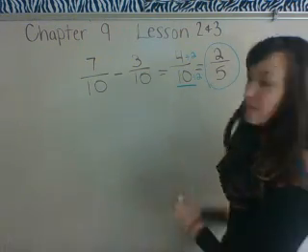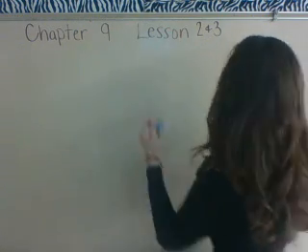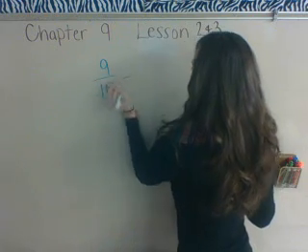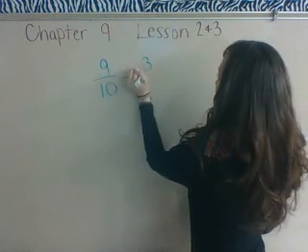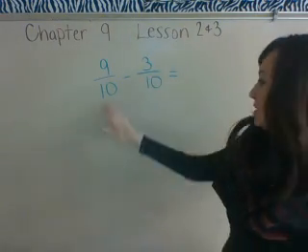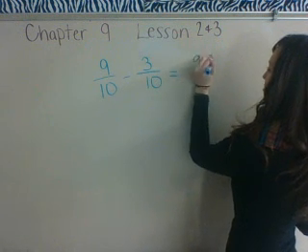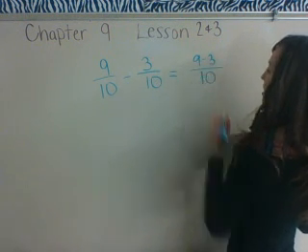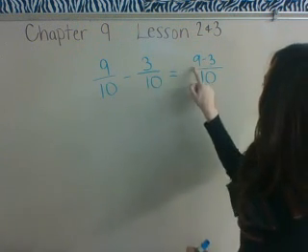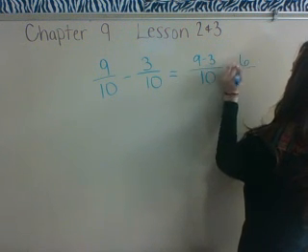Let's do one more problem before we go. Let's do 9/10 minus 3/10. Since they have like denominators, I literally can write it like this. I can say 9 minus 3 on top and 10 on the bottom, because my 10 is going to stay the same. So all I have to do is 9 minus 3, and I get my 6/10.